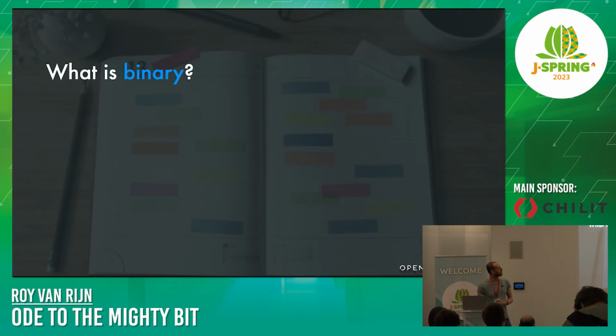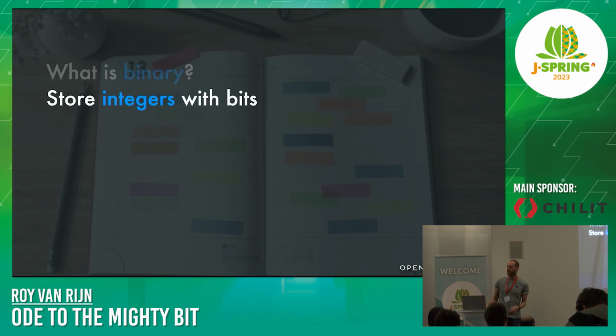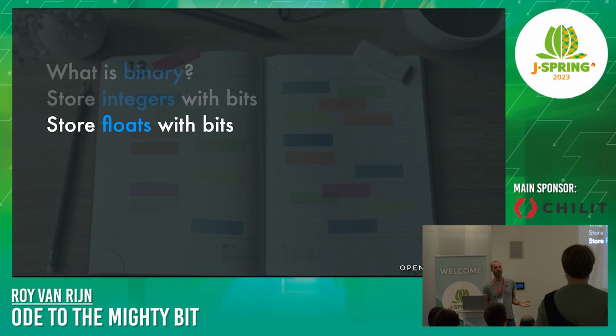So what are we going to talk about? What is binary? How do we store numbers in bits, especially floating point numbers? How do you store a floating point number in bits? Does anyone know it? Why don't we know that?